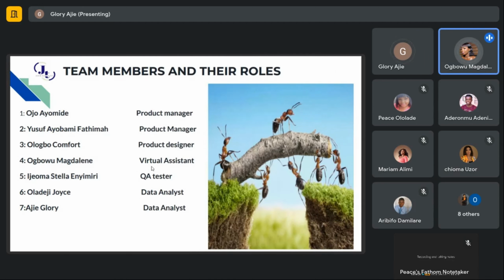And then the data analysts analyze the data to help us understand consumer pain points, and from that analysis, determine which features should be prioritized. The next slide, please.